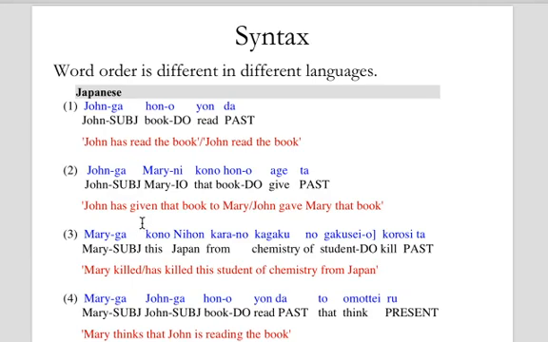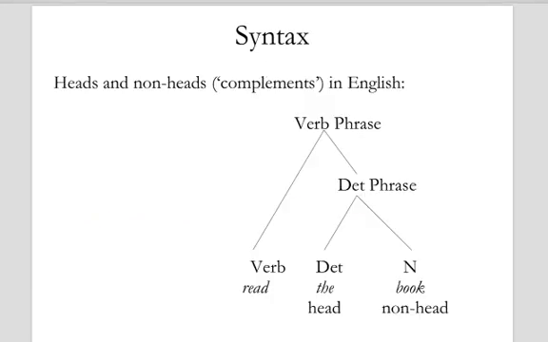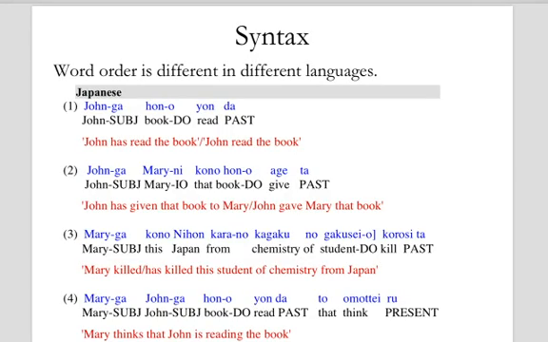So here's an observation. Word order is different in different languages, right? In general, in English, we're going to see that within a phrase, the head precedes its complement. The head precedes its complement. Here's some sentences in Japanese. Right? Japanese also has verb phrases. Here's one. This is the sentence, John has read the book, or John read the book.